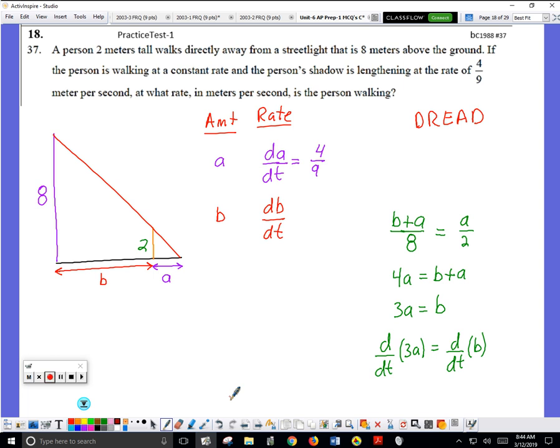All the other formulas, I've never seen them require that you have them memorized. They just give you the formula, like volume of a sphere, volume of a cylinder, that sort of thing. Last one is take the derivative of your equation with respect to time. So that's step four.